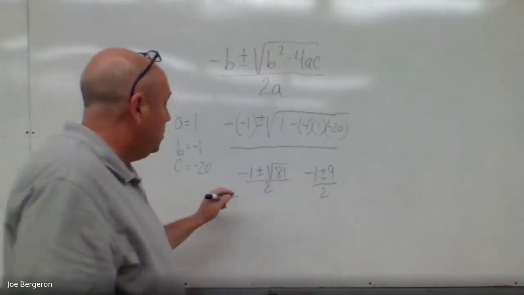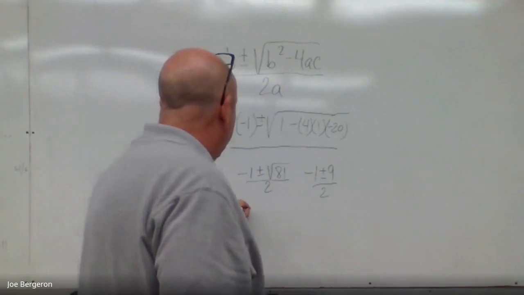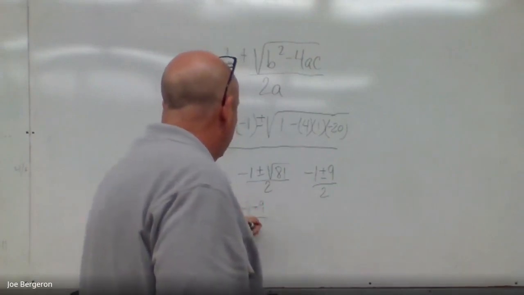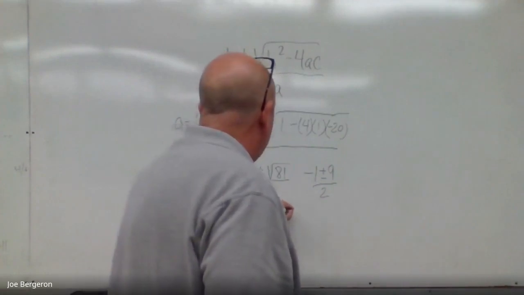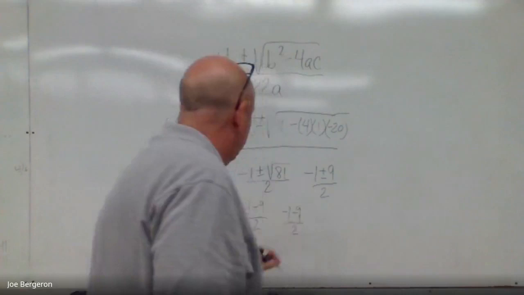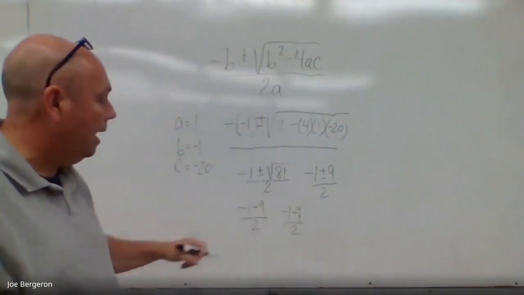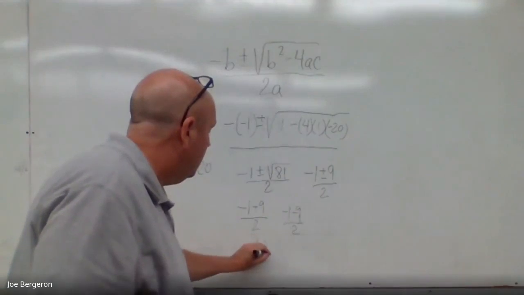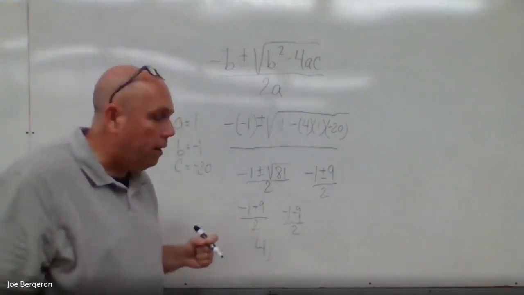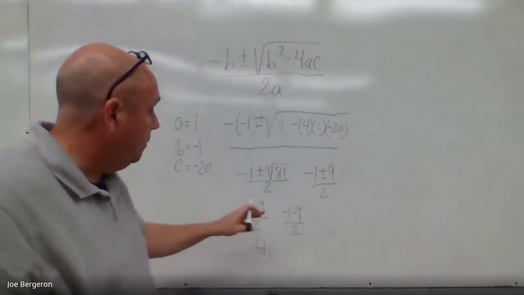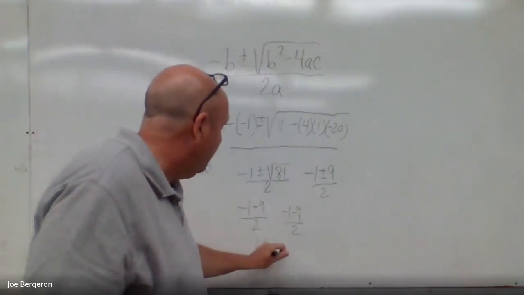All right. So then we have two different equations. Negative 1 plus 9 divided by 2, and negative 1 minus 9 divided by 2. So negative 1 plus 9 is 8, divided by 2 would be 4. And negative 1 minus 9 would be negative 10, divided by 2 would be negative 5.